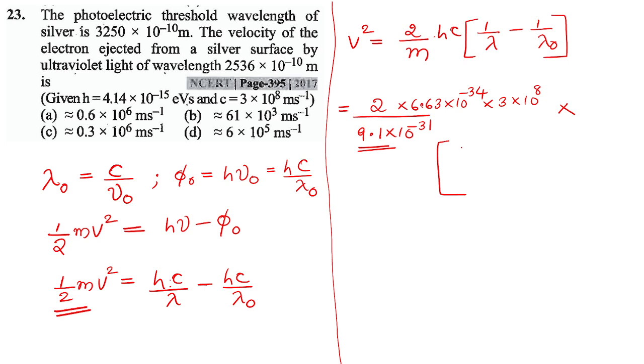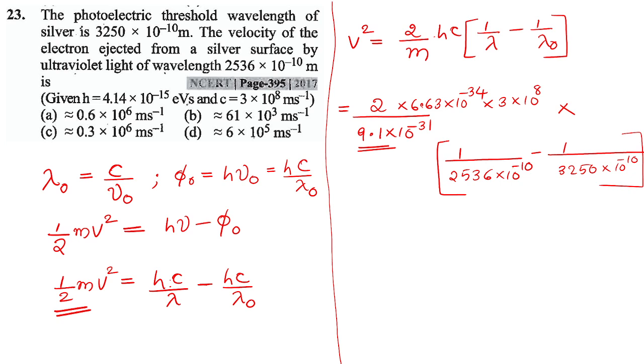1 by lambda, the wavelength of the radiation, is given. It is 2536 into 10 raised to minus 10, minus 1 by lambda 0, which is also given as 3250 into 10 raised to minus 10. Clear? So after the class, please try the simplification part. Apply maximum approximation, then definitely you will get the answer.